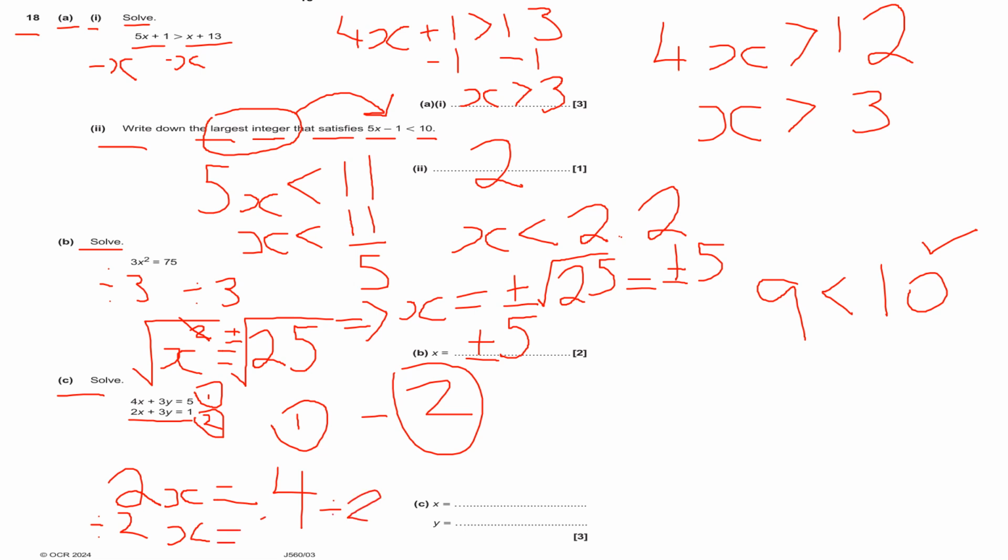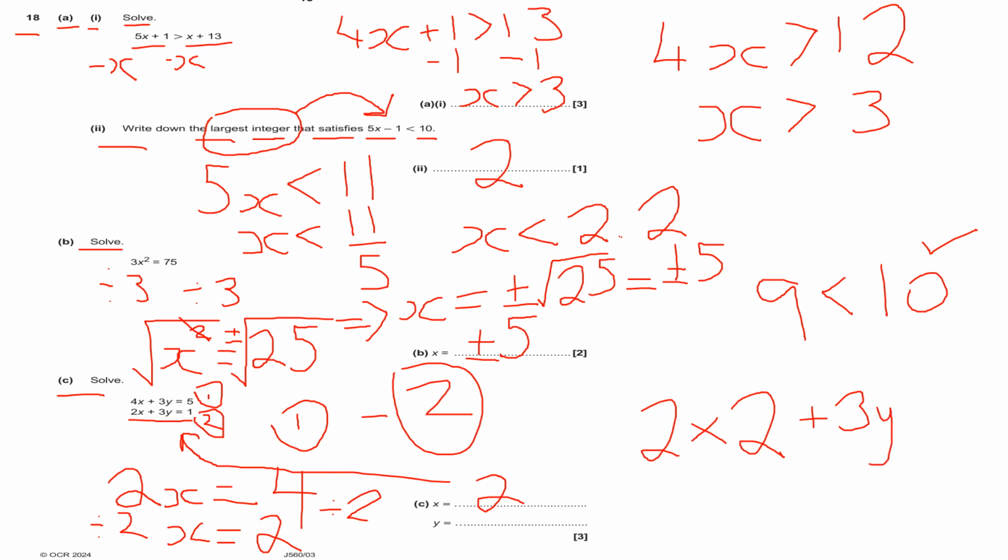So x equals 2. If x equals 2, I can now substitute x equals 2 into equation 1 or equation 2 to work out what y is. It doesn't really matter. I'm going to put it in equation 2 because it's slightly easier algebraically. I'm going to have 2 times 2, because 2x means 2 times x. So 2 times 2 plus 3y is equal to 1. 2 times 2 makes 4, so we've got 4 plus 3y equals 1. Subtract 4 on both sides and then divide by 3.